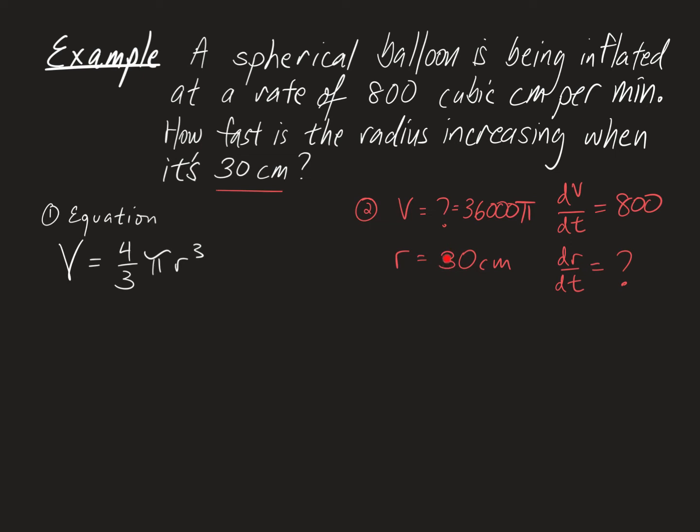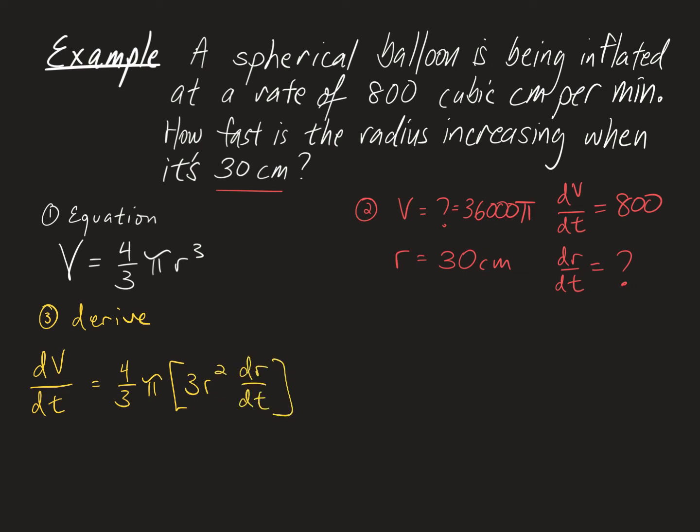So we have everything we need to know about V. We have everything we need to know about r, including the fact that we're searching for the rate at which the radius is changing. And now we're going to take the derivative of this equation. So taking the derivative with respect to t of both sides will give you dV/dt on the left and 4/3 pi is all a constant being multiplied to the variable r there. So we'll have 3r squared dr/dt.